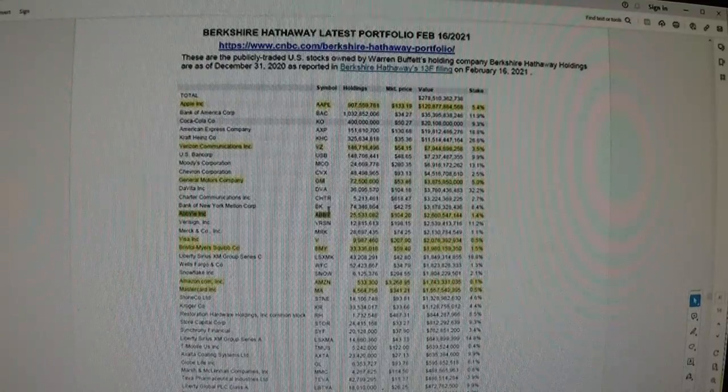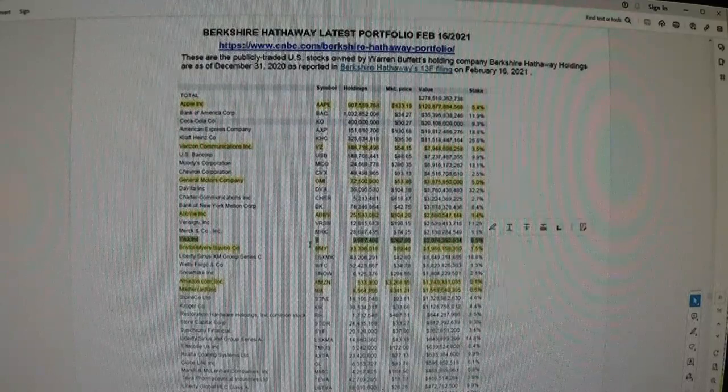AbbVie. This is an example of a growth and dividend stock. So it's growing around 10%. They're always coming up with new drugs, and they're acquiring companies. So they're a growth and dividend stock.